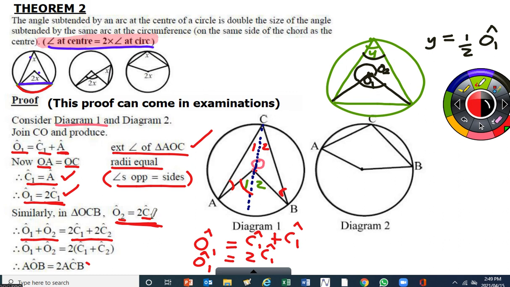Then you take out a common factor on the right. Once you do, you need to be aware that C1 plus C2 is the same as angle ACB. And O1 plus O2 is the same as angle AOB. So we end up with AOB is equal to 2ACB. That's the proof of the second theorem. This proof is examinable. And the application of that proof is one of the easiest in circle geometry. I'm going to do some examples just now.